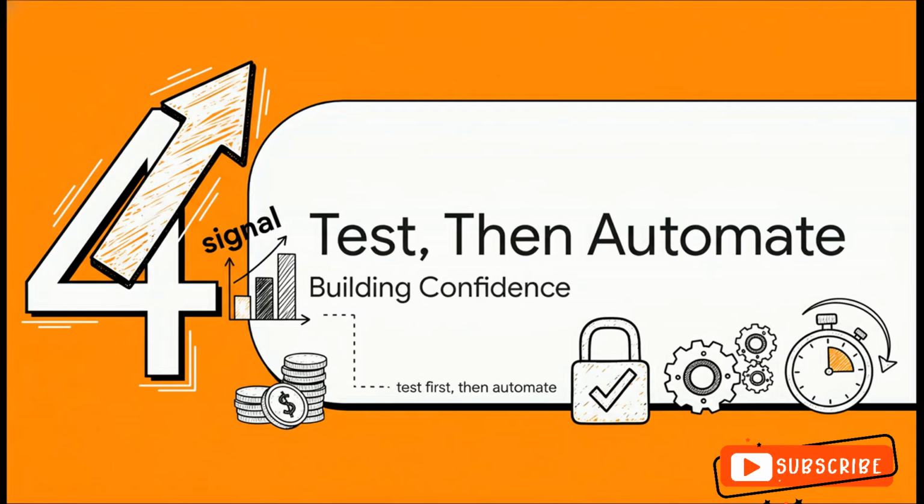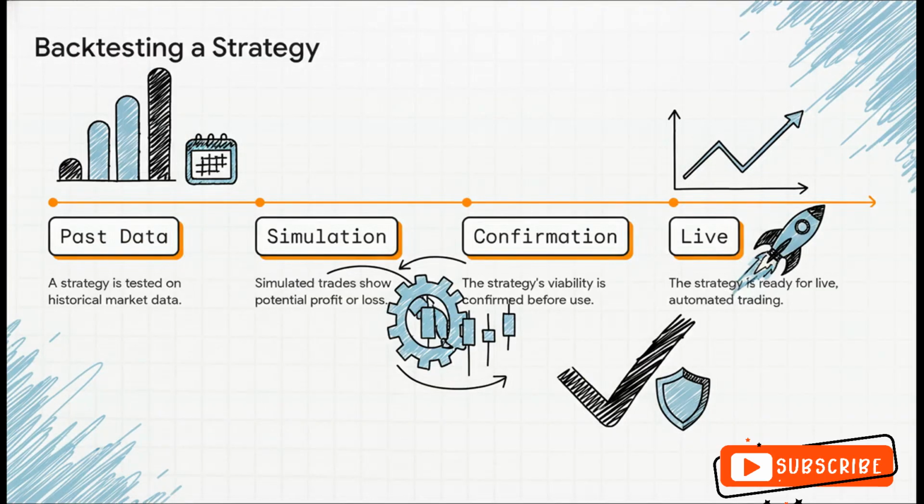All right, so seeing a signal is one thing, but actually trusting it with your own money, whoa, that's a huge leap of faith, right? That's where this next part comes in, and it's all about building confidence. You test it first, and then you automate. So this whole process is called backtesting. Think of it like a time machine for your strategy.